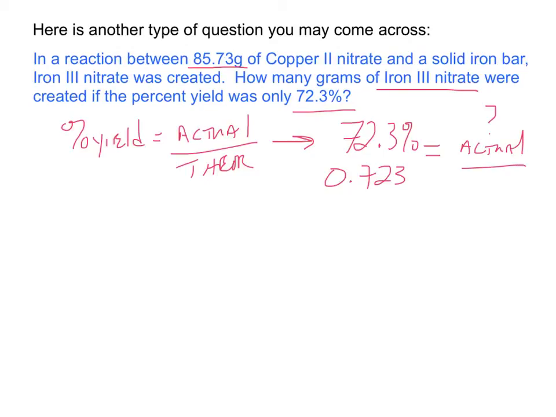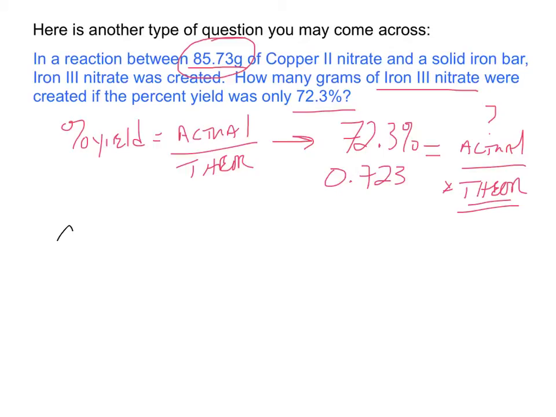And I got to come up with this number down here for my theoretical. And that's where we will come up with our balanced chemical equation and take our 85.73 grams up here and figure out what the theoretical is. Then we will plug that number in here and we'll figure out what the actual is. So let's create our balanced chemical equation.